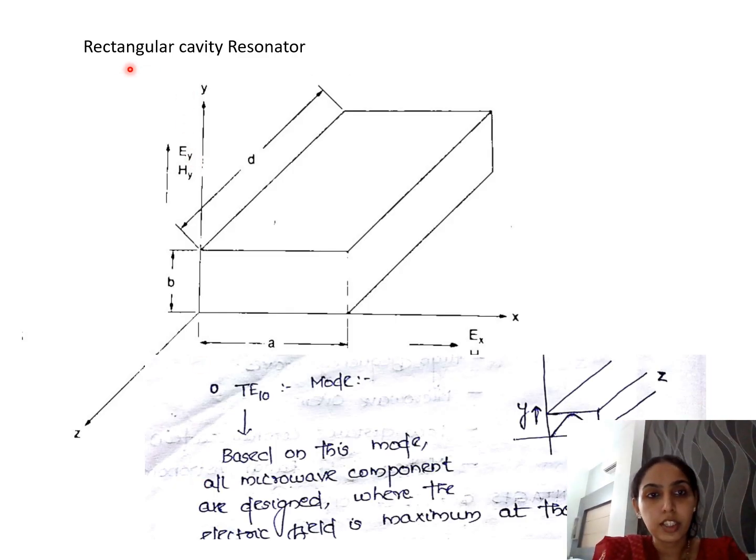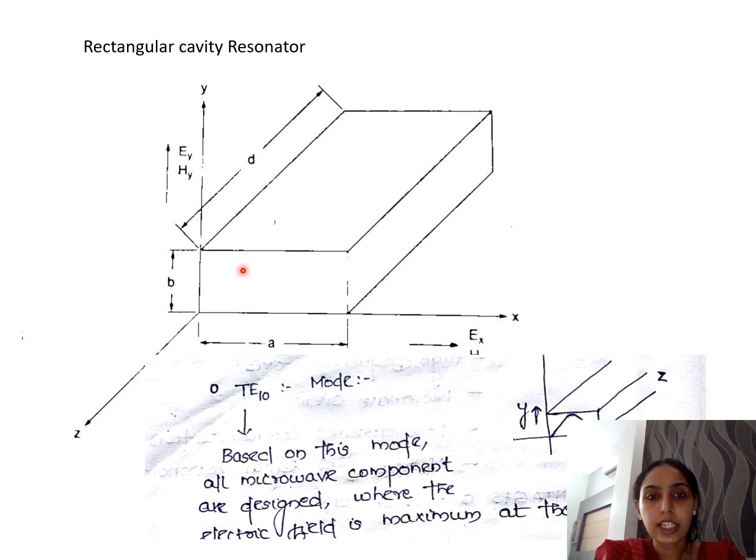Our main field of interest is studying the rectangular cavity resonator. We also have to derive the expression of resonant frequency for a rectangular cavity resonator. The given figure shows that A, B and D are the dimensions of the waveguide. We usually consider the Z-axis to be the direction of propagation of the electromagnetic wave. The electromagnetic wave exists in such a way that it obeys all of Maxwell's equations. It obeys the boundary conditions, okay?